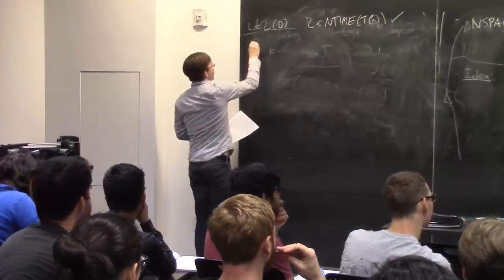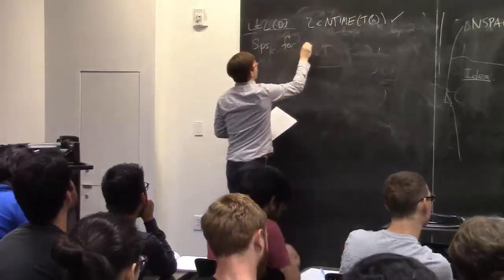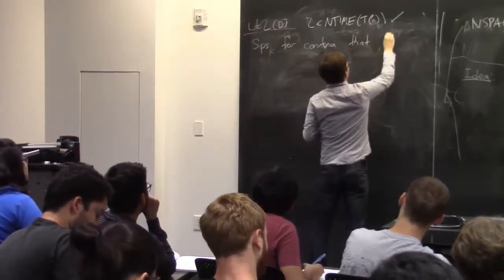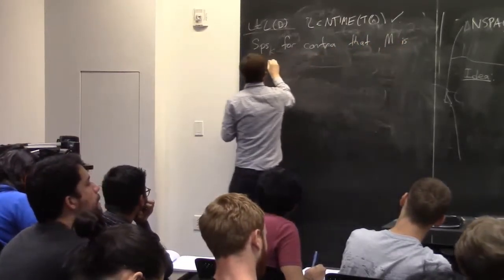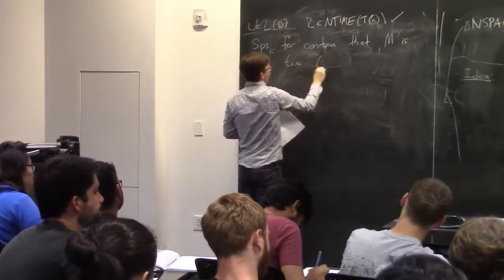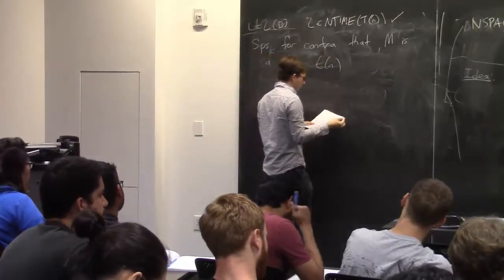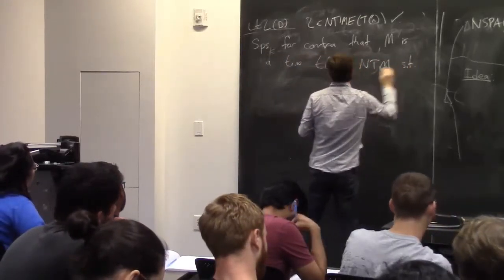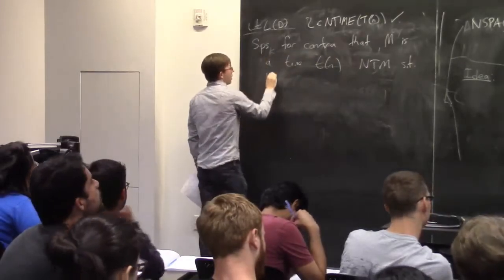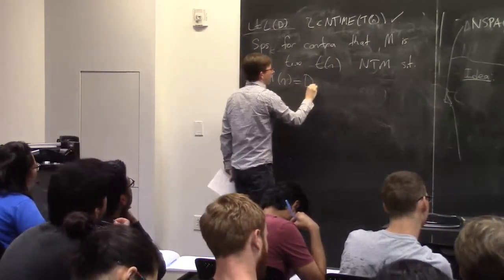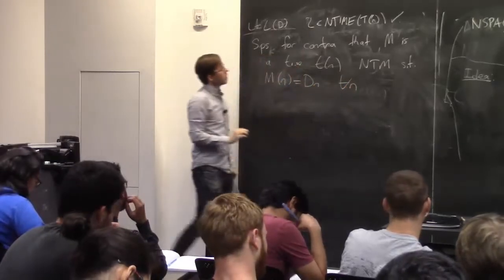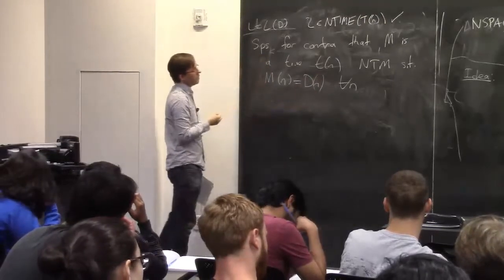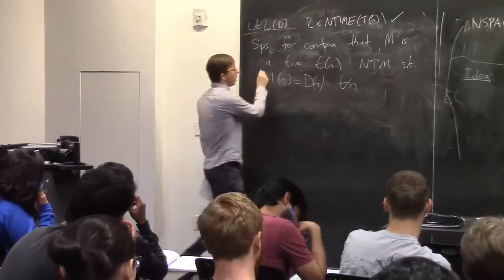OK, so suppose for contradiction that M is a time T of n non-deterministic Turing machine. It really should be O of T of n, but I'm ignoring that fix. Suppose it agrees with D on all inputs. So this is our assumption for contradiction, that this time little t machine agrees with D everywhere.